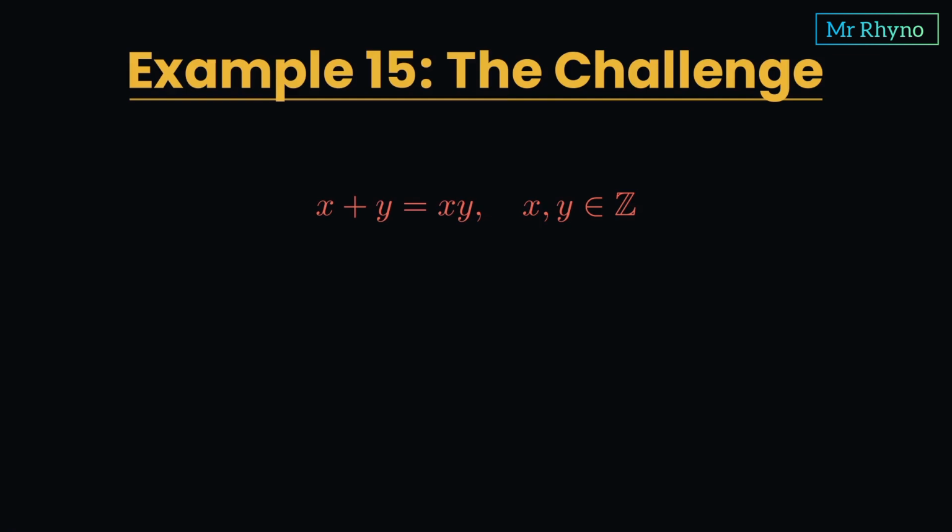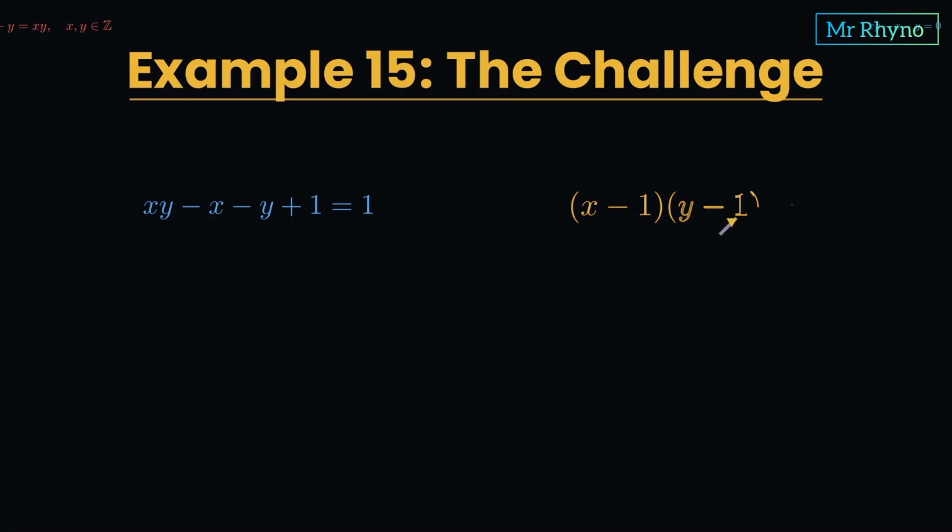Find every pair of integers x and y that satisfy this equation. Move everything to one side. xy minus x minus y equals 0. Now add 1 to both sides. A clever setup that lets the left side factor perfectly. The left side factors into the quantity x minus 1 times the quantity y minus 1.